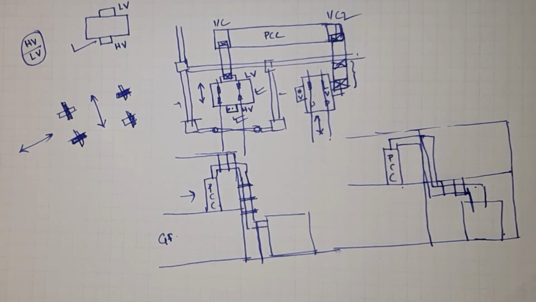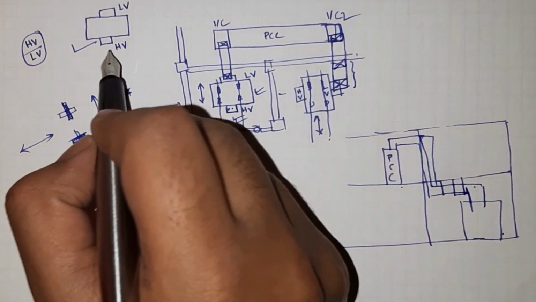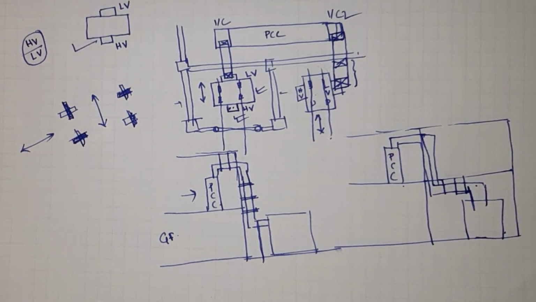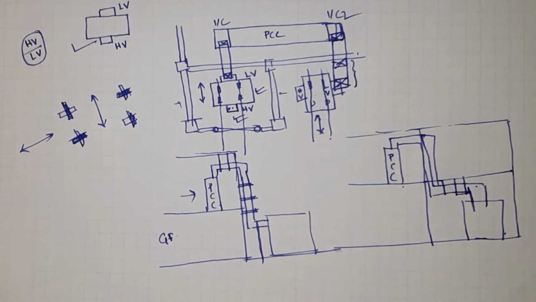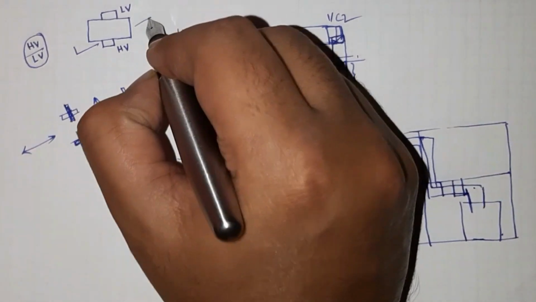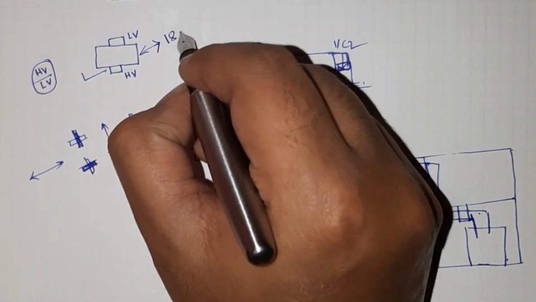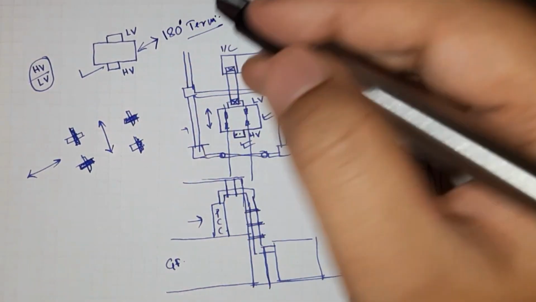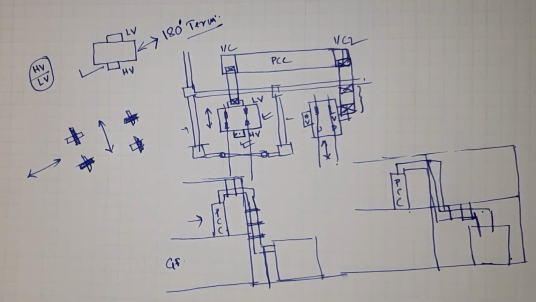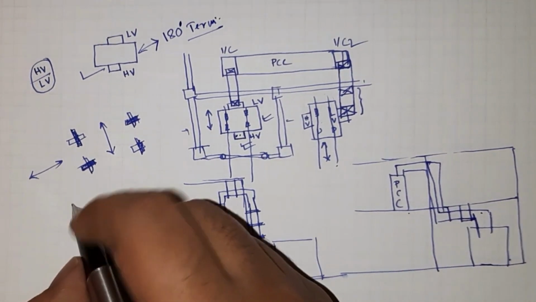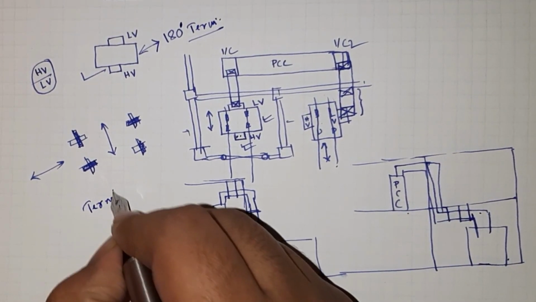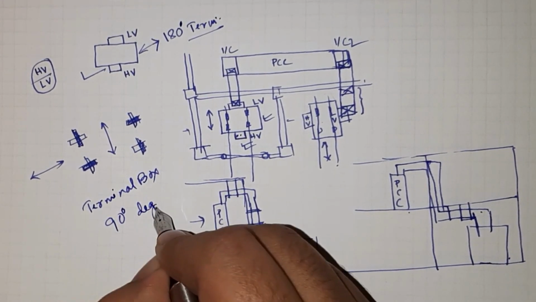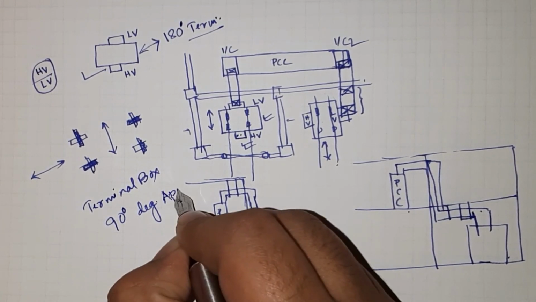So what is the possibility where I can use both facilities, so that my bus duct length will be smaller, and also my HV cable box will not fall in the path of transformer movement? First of all, you need to know that this is a 180-degree terminal box arrangement. It is said that the terminal boxes are placed 180 degrees apart. Now the solution to this problem is you have to place the terminal box 90 degrees apart, right? 90 degrees apart.